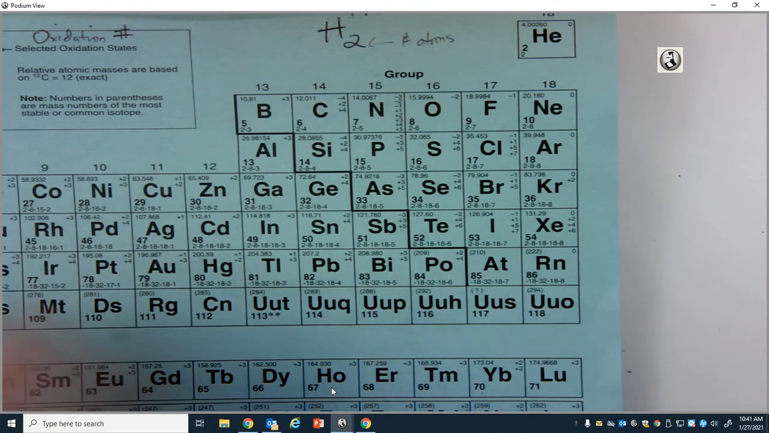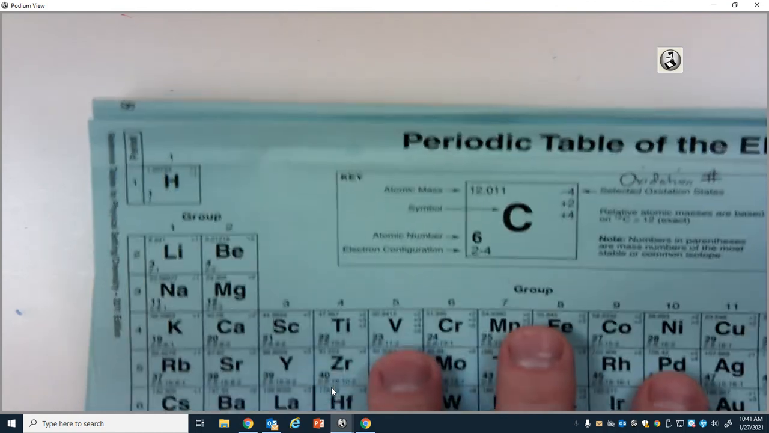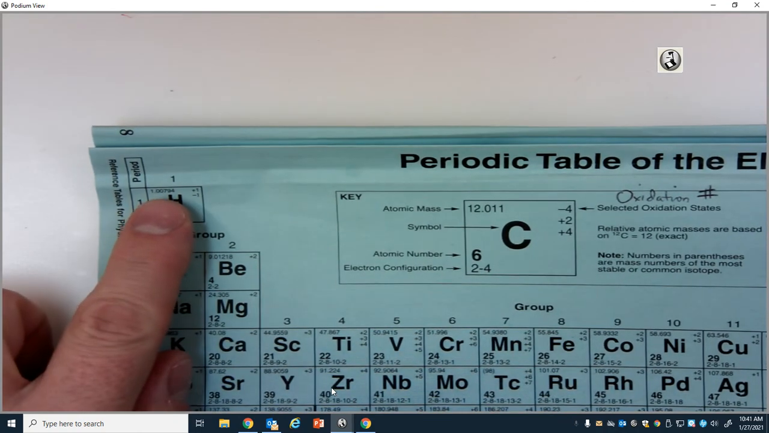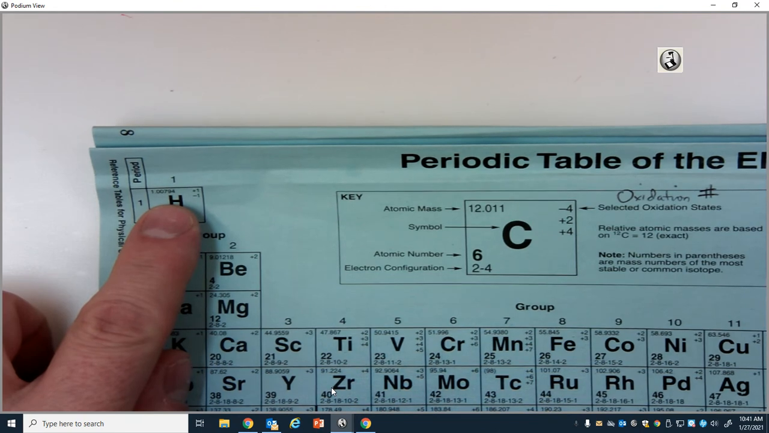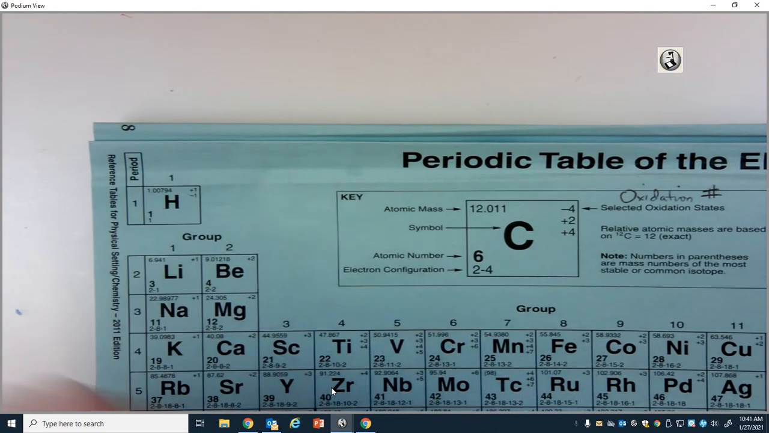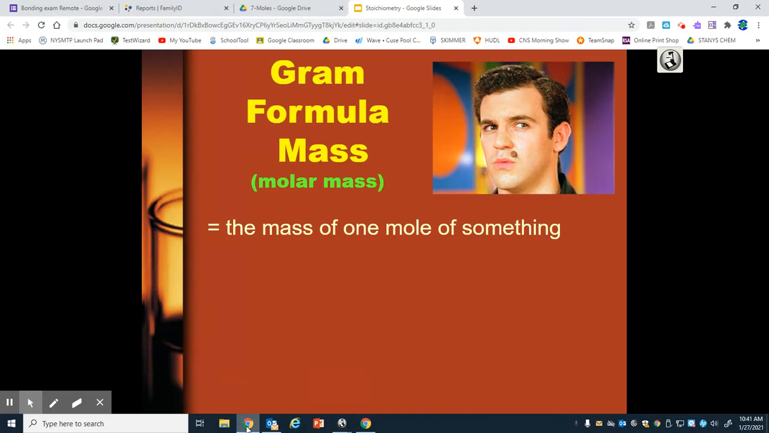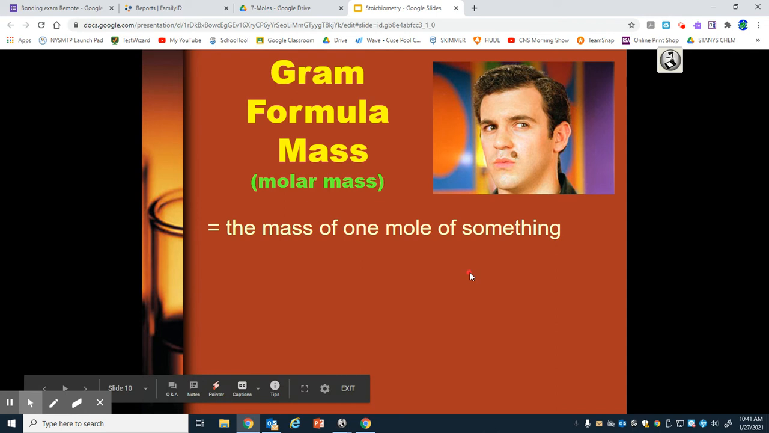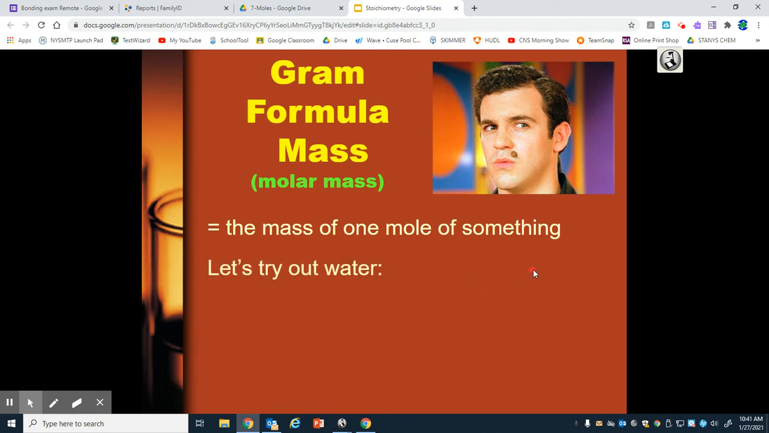Remember those diatomics. So if we go back over here to hydrogen, hydrogen's an easy one. Hydrogen's mass of one atom is 1. If you had a molecule of hydrogen, or if they just ask you what's the GFM of hydrogen, you would have to use 2 because hydrogen is diatomic. You need 2 of them. Okay, so the mass of 1 mole of something is the GFM. So let's try out water. So now we're going to do the GFM of a compound.